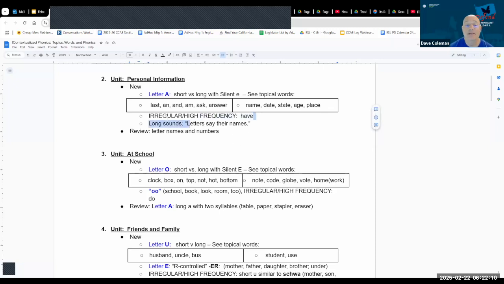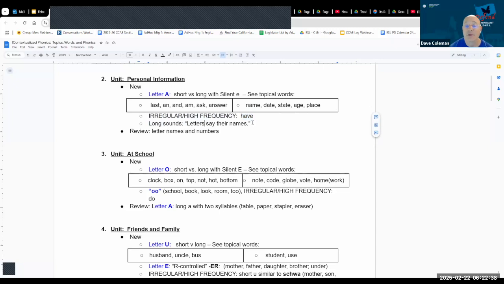Then we also added some irregular, high frequency words that do not follow the rules. These are your sight words that might confuse students. We use the word "have" a lot in ESL 1, right? And you're going to say, well, shouldn't that behave? Yeah, if we're following the rule, it should behave, but we're not. We need to let students know that.